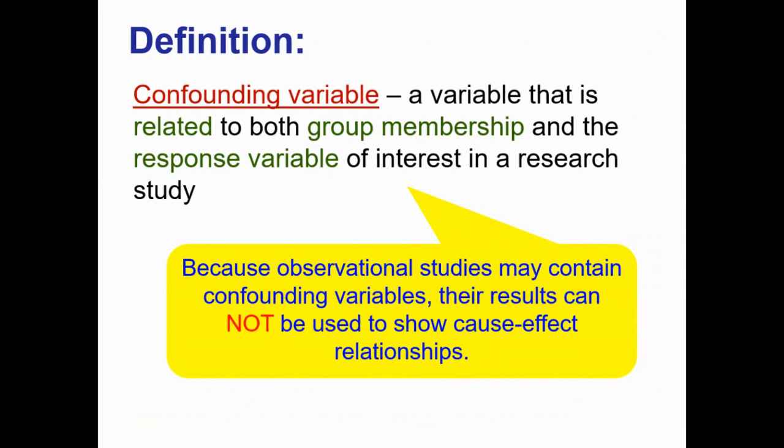Because observational studies may contain confounding variables, their results cannot be used to show cause and effect. So you can't use this study to say one causes the other, because it was not experimental. It was just, do you spank? Yes or no? That's observation.